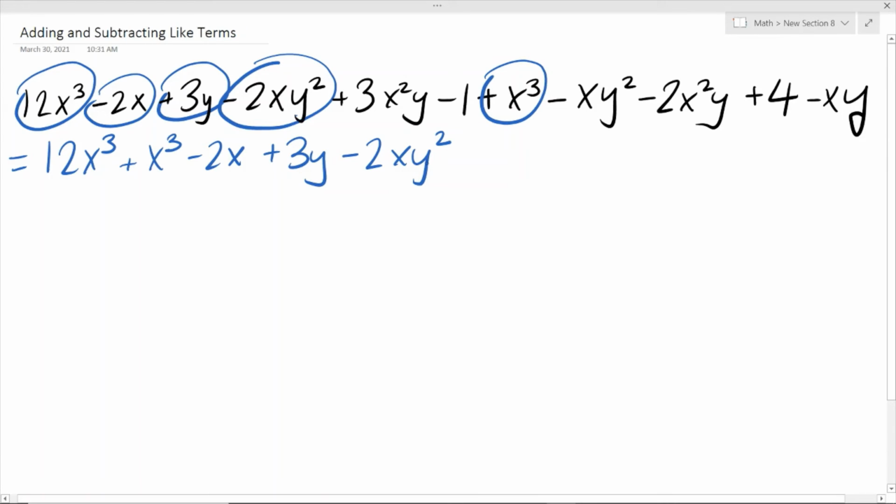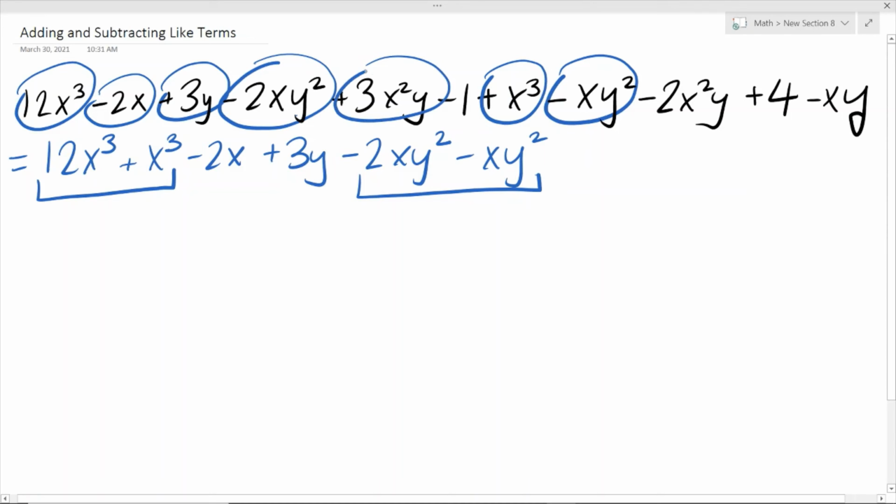And this has a like term, as mentioned before, negative xy squared. They have the same exponents to the same variables. So these are like terms. And these are like terms. And then we also have 3x squared y. Positive 3x squared y, remember the sign, and negative 2x squared y. So always consider the sign in front of the term, this sign right here. So we have that, and these are like terms.